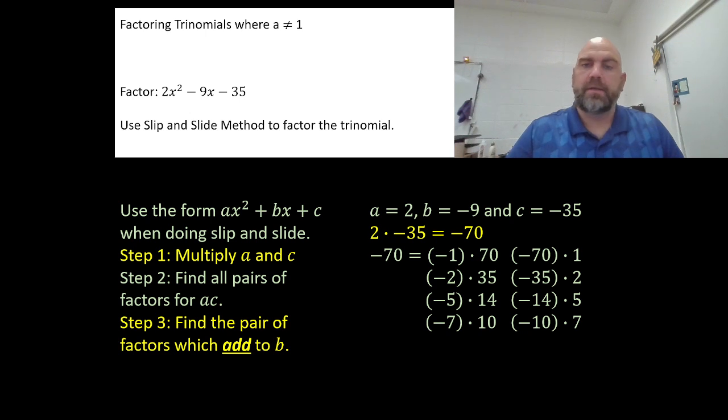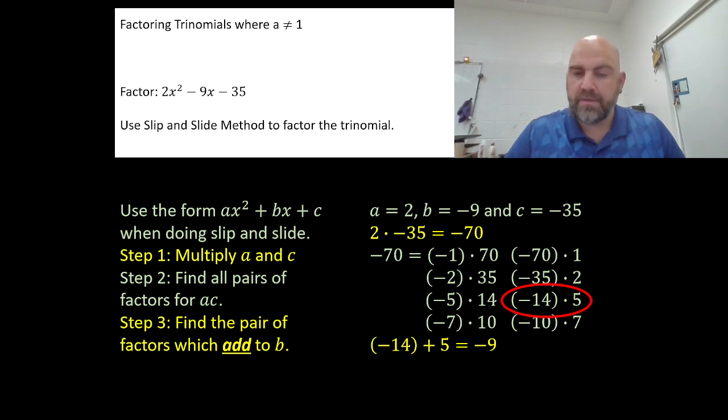Nope, that doesn't work. -2 and 35 is +33. Ooh, we are getting in positives here. We should maybe move to the other side. -35 and 2 is -33. Okay, now we're getting a little closer to a negative. -14 and 5, that one right there, actually does add up to -9. Okay, now we have the pair that we are going to use in the next step.